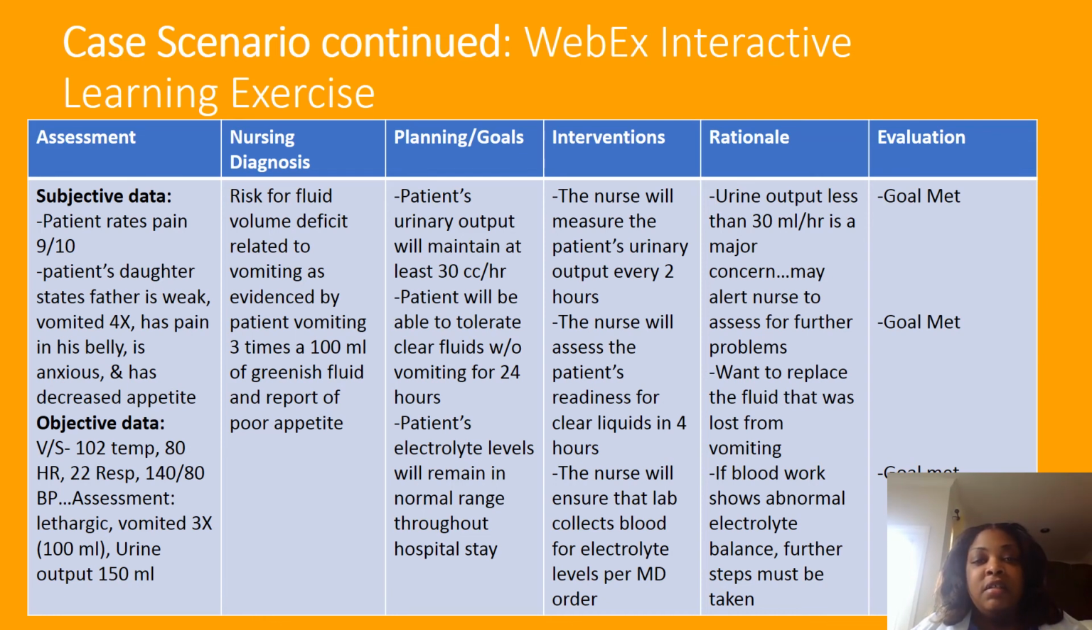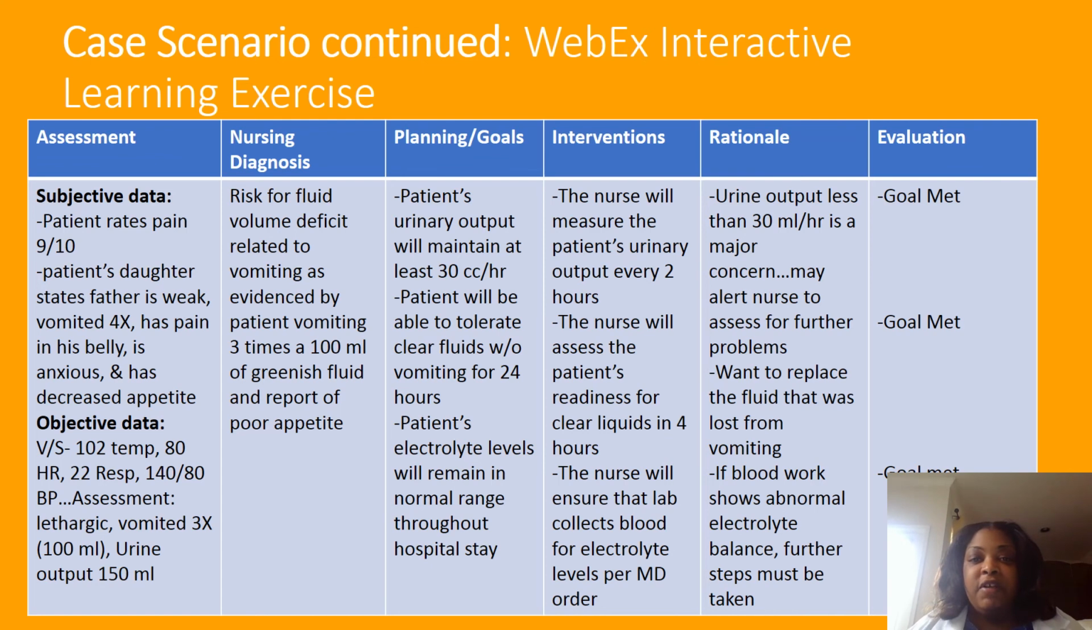And now we'll move along to the goals. The student wrote 3 goals for this patient. And these goals are patient's urinary output will maintain at least 30 cc's an hour. Patient will be able to tolerate clear fluids without vomiting for 24 hours. And patient's electrolyte levels will remain in normal range throughout the hospital stay.